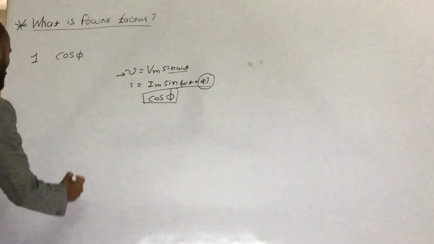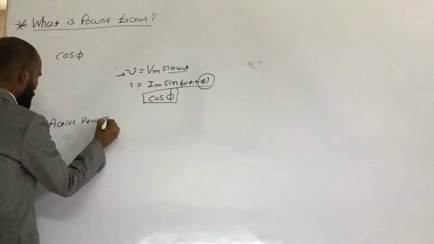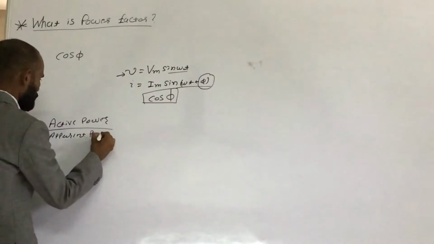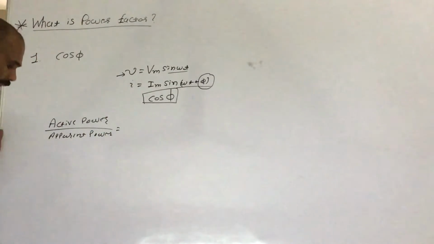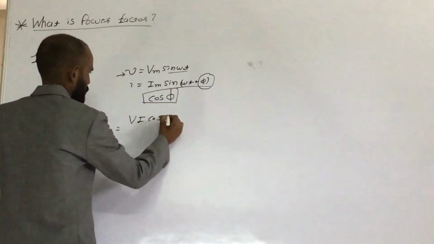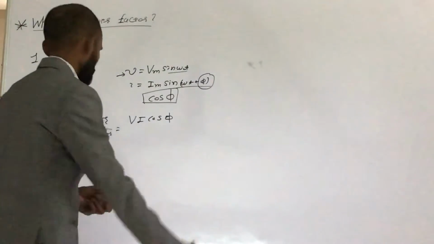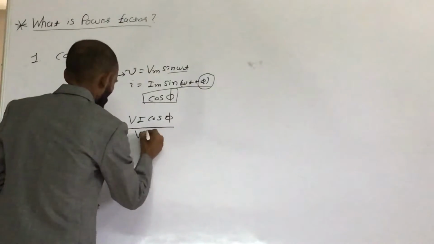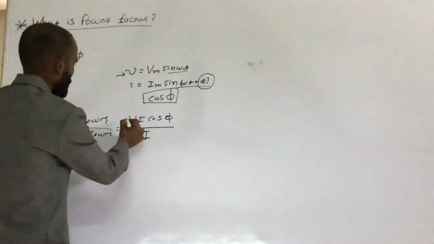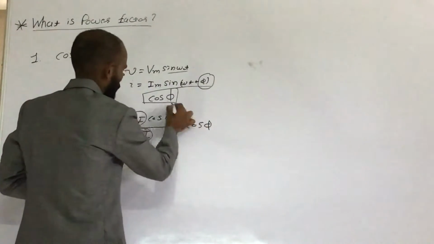Now we take the ratio of active power to apparent power. So, active power divided by apparent power. In a single phase AC system, active power is given by V I cos phi. Here V and I are the RMS values of voltage and current, and apparent power is the product of V and I. So in both numerator and denominator we can cancel the product V I, and this gives only cos phi, which is equal to the power factor.